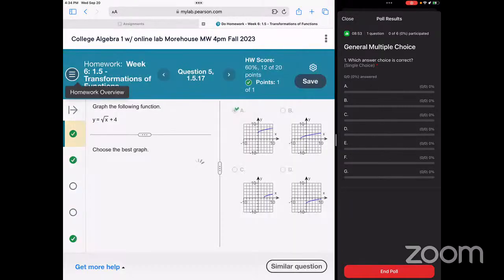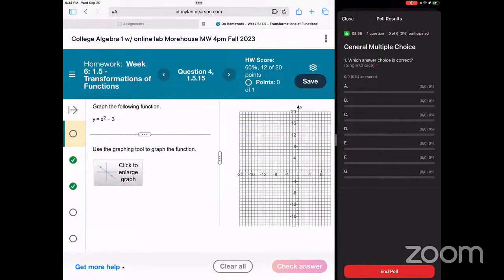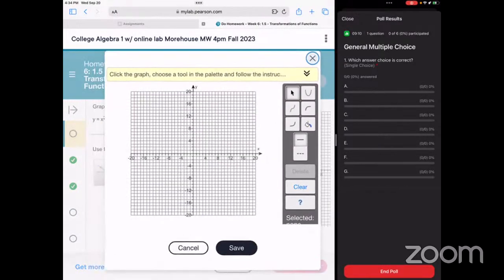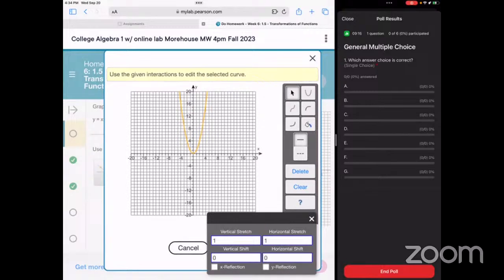So graph this function. We have y equals x squared minus 3. So it looks like it's going to be a U-shaped curve shifted down by 3. I'm going to click to enlarge today. There it is. U-shaped curve shifted down by 3. So I'm clicking on my parabola tool. I'm just clicking anywhere on the graph. So it's this graph, but we want to not stretch, but do a vertical shift of -3.